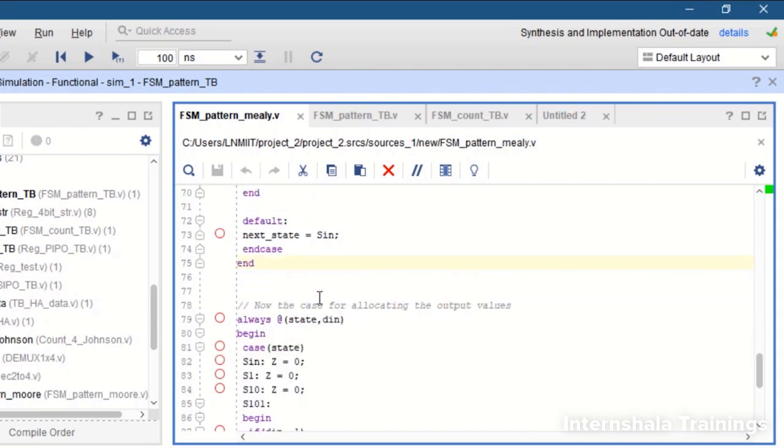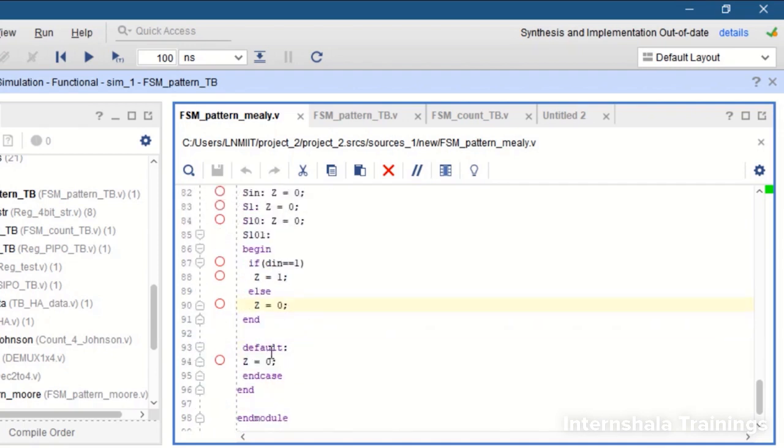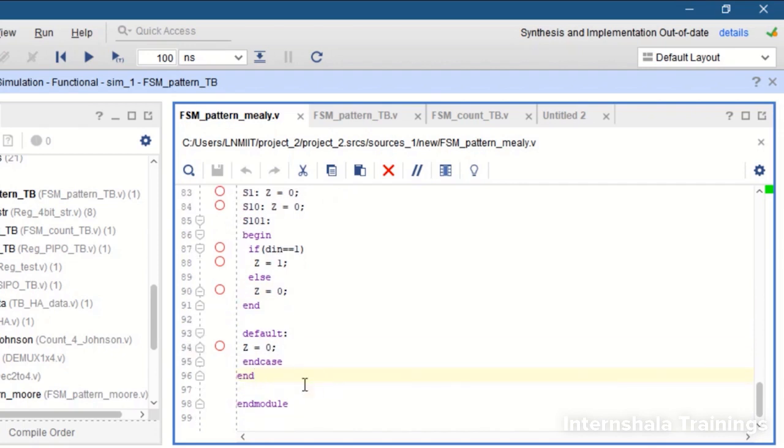Now we have one more case statement which is only for output declaration. And we say if our state is S initial, output is always 0. In S1 always 0, in S10 always 0, but in S101, if input is 1, output is 1, otherwise output is 0. End case, end module.